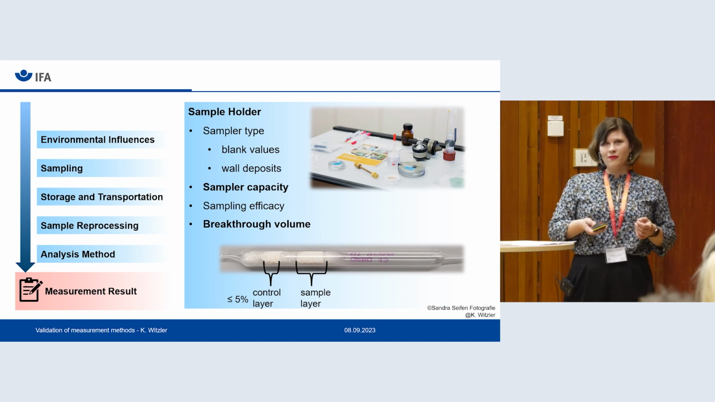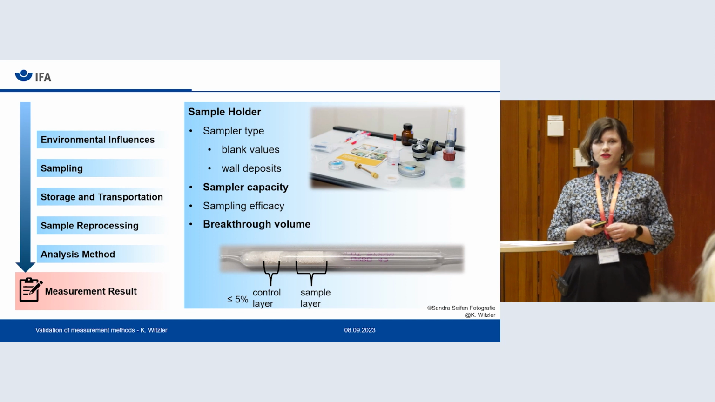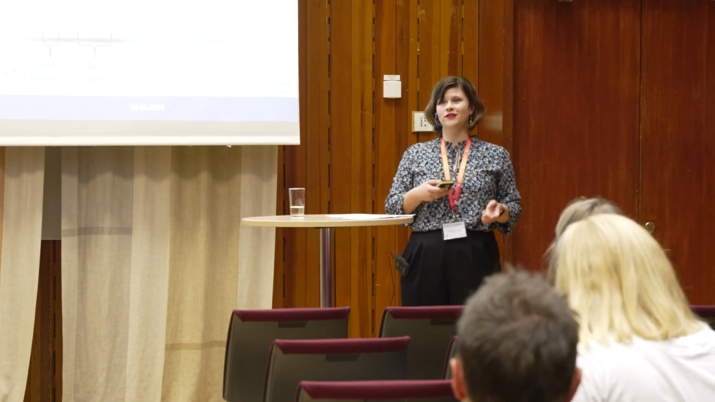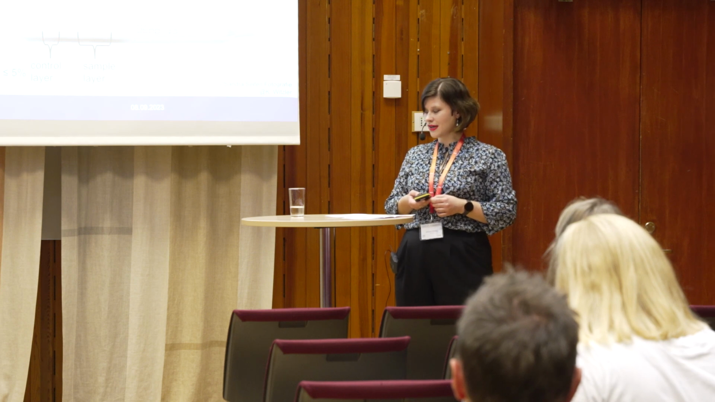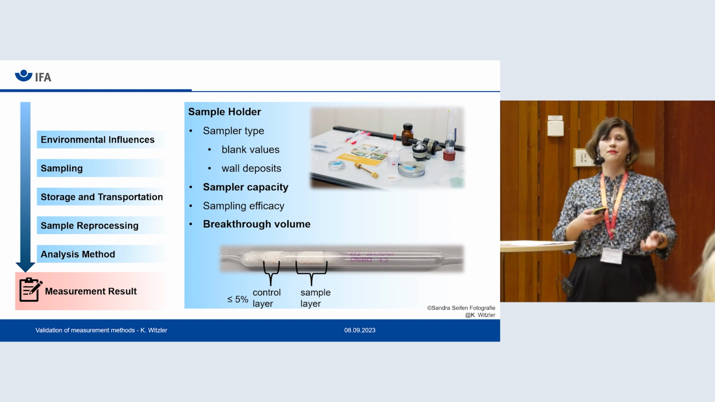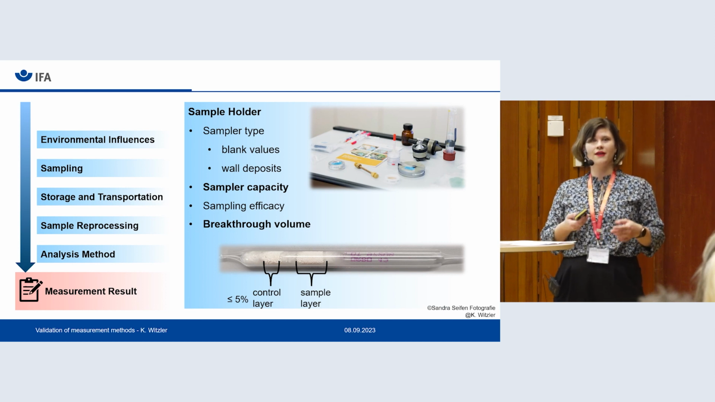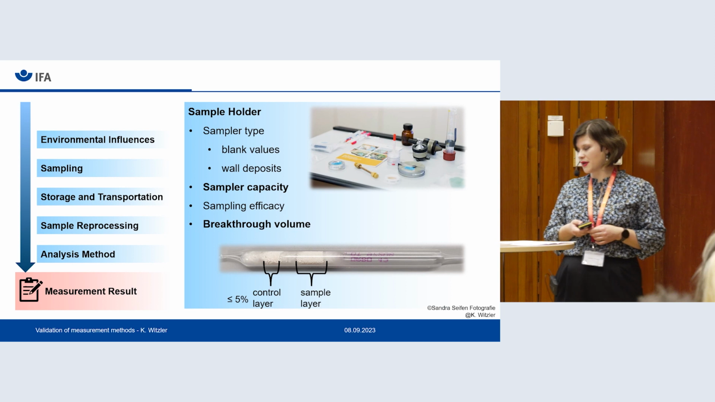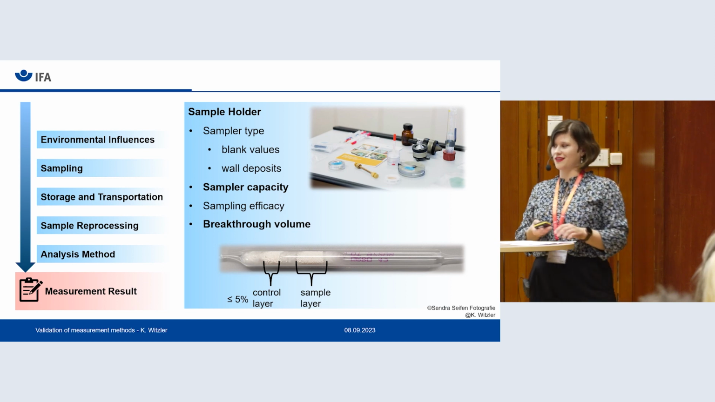The norm suggests we should also test for the breakthrough volume, which is closely linked to the flow rate, as you will see later. But we find it often to be sufficient to test for the actual capacity of the sampler and not actually test the breakthrough volume. But the norm says it should be done.